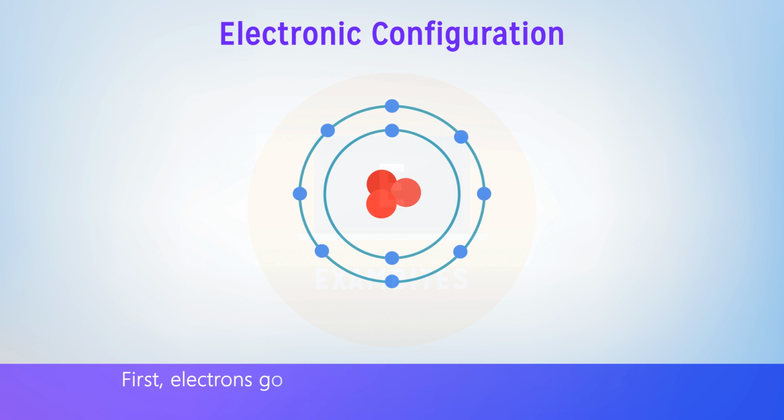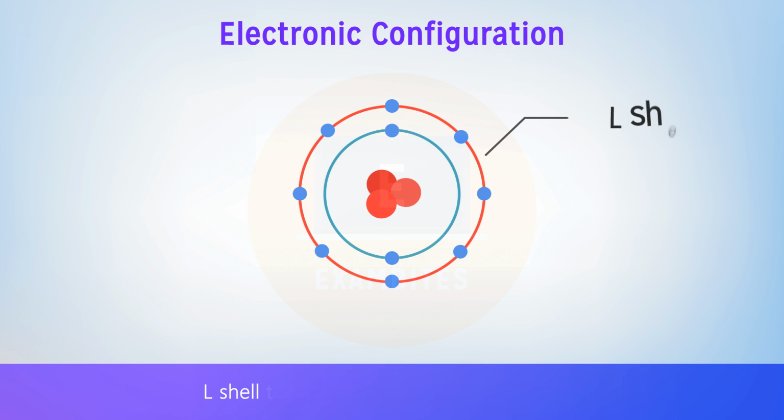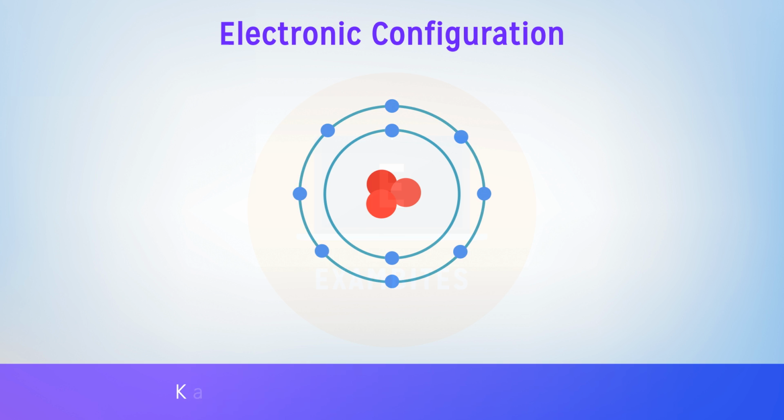First, electrons go to the K shell, which has minimum energy. It can accommodate 2 electrons. After that, electrons will go to the L shell, which accommodates 8 electrons. Now K and L shells have accommodated 10 electrons.